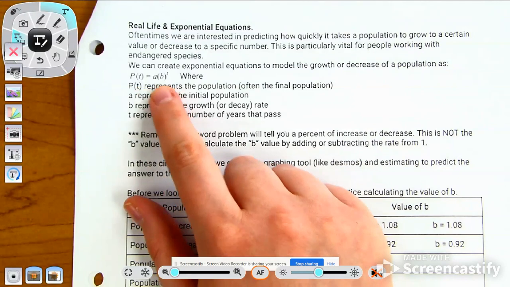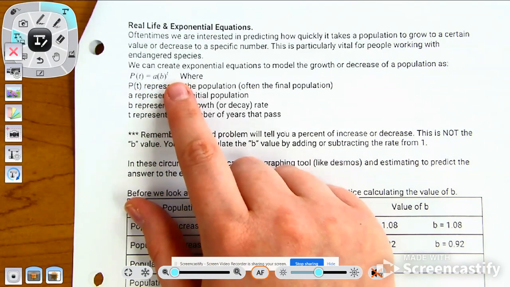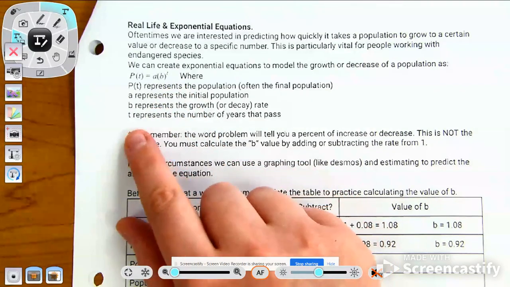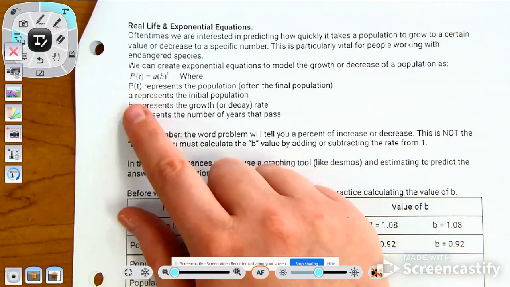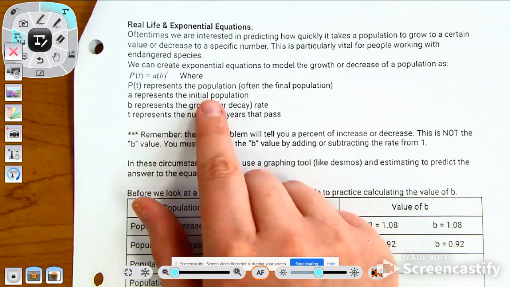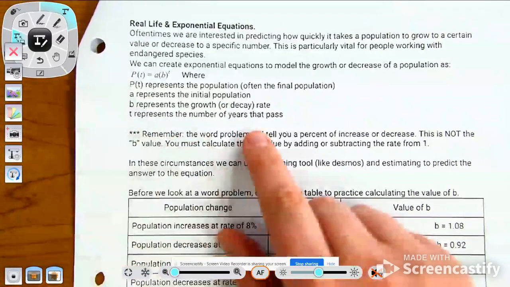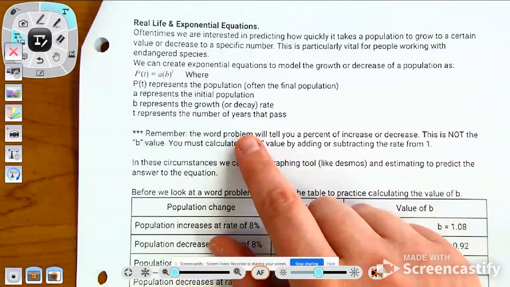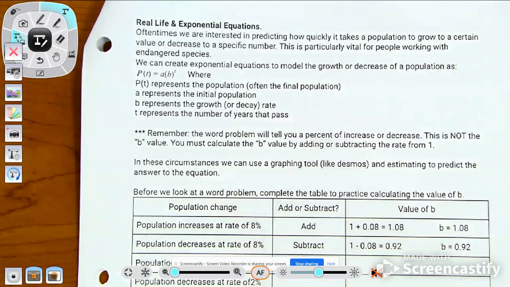So the good news is these word problems still will use the same formula. P of t equals a times b to the power of t. This is just like what we've been dealing with before, except instead of x, we're using the variable t to represent how many years pass. And we use p for p of t instead of f of x, just to stand for the population. We have a little key here, so you can see t represents the years that pass, b represents the growth or decay rate, a is the initial population, and p of t is the final population.